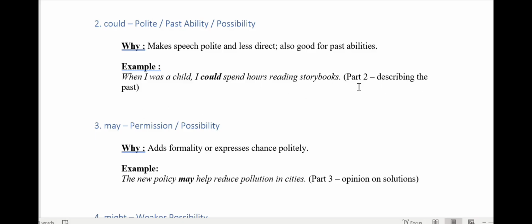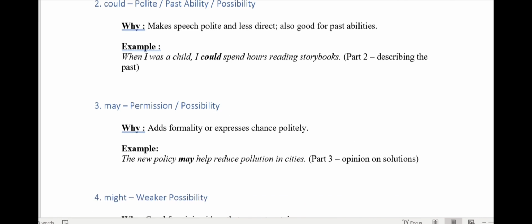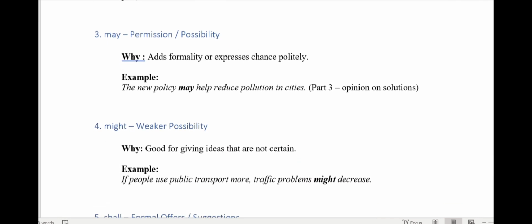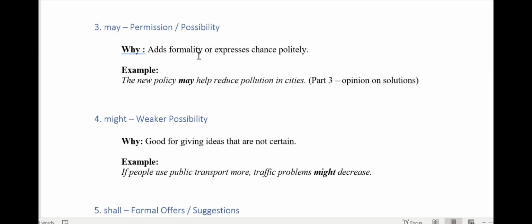Now the next word, which is may. May is for permission and possibility. What is it doing? It adds formality and expresses your chance very politely. So the new policy may help reduce pollution in cities. What is it doing? May help. So there is a possibility, in a very polite way.